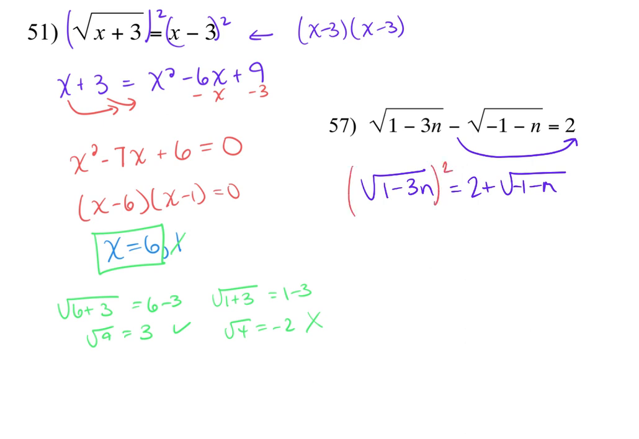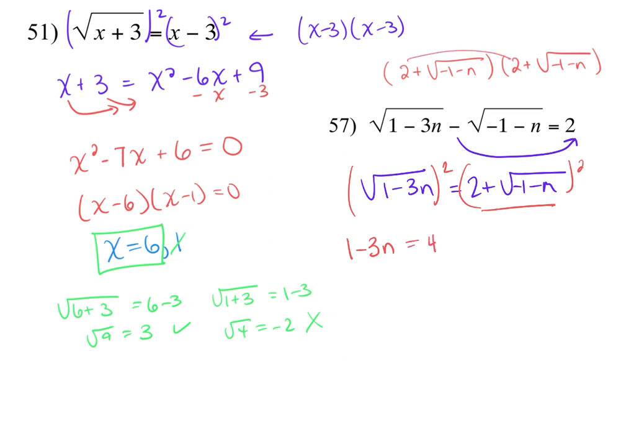And then I can square both sides. The left-hand side, 1 minus 3n. The right side is being foiled. So if I were to write this foiling out, 2 plus the square root of negative 1 minus n, 2 plus the square root of negative 1 minus n. I am foiling that. So over here, 2 times 2, that is 4. 2 times the radical, that's just 2 times that radical. Again, 2 times the radical. Radical times a radical is just what's inside.